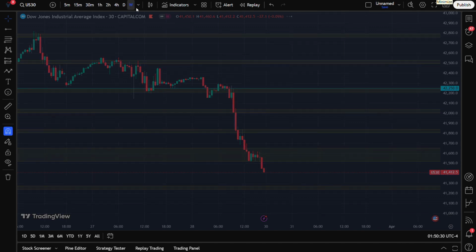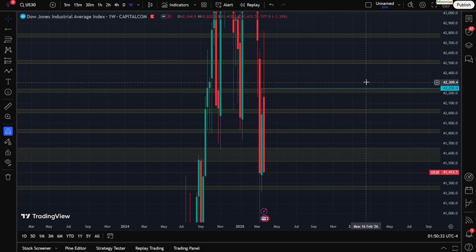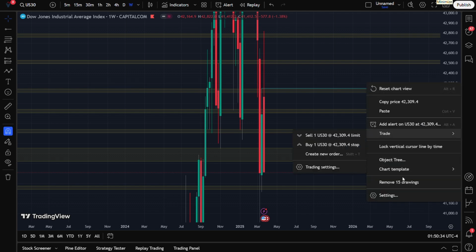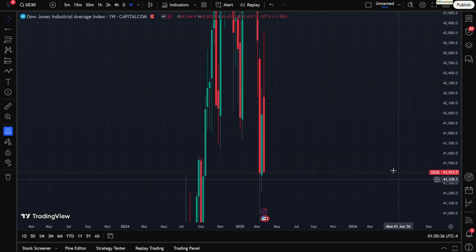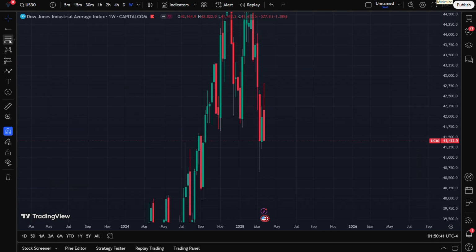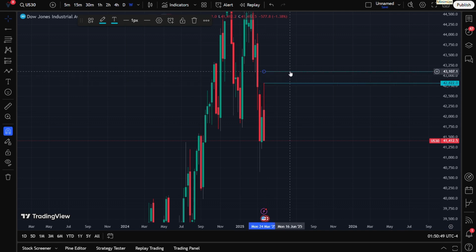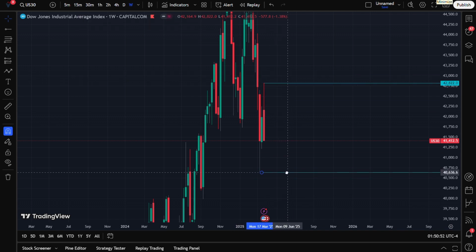Okay, let's start off with our week. I'm going to start by removing all my drawings. So as always, we will start off by marking our top and bottom wicks. That is the top wick, and this is the bottom wick that I'm going to be using.